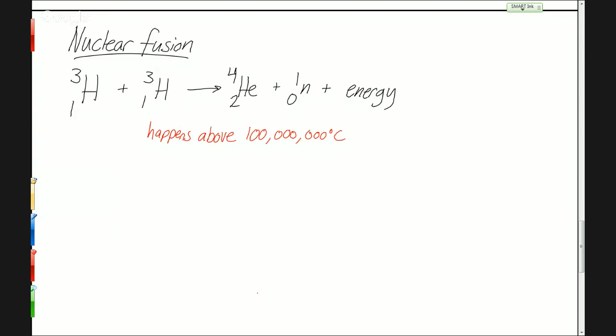Every now and then someone comes out saying that they've figured out how to do nuclear fusion at low temperatures, and they're always wrong. Maybe someday.